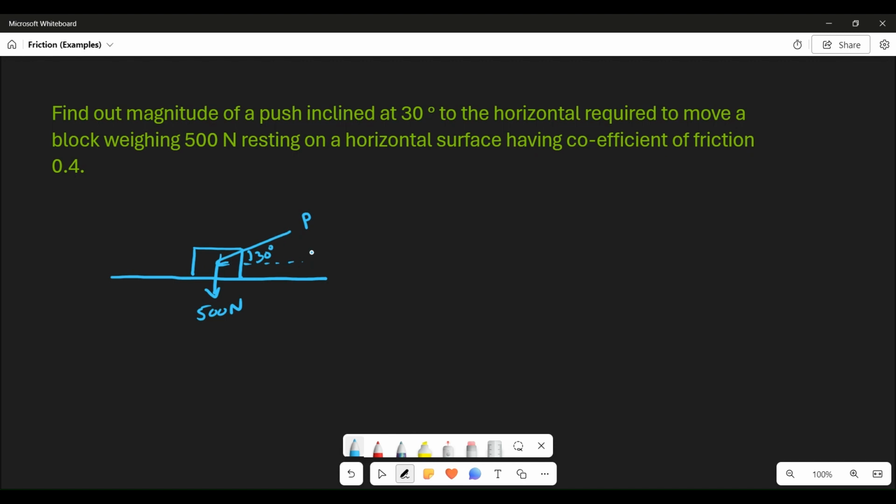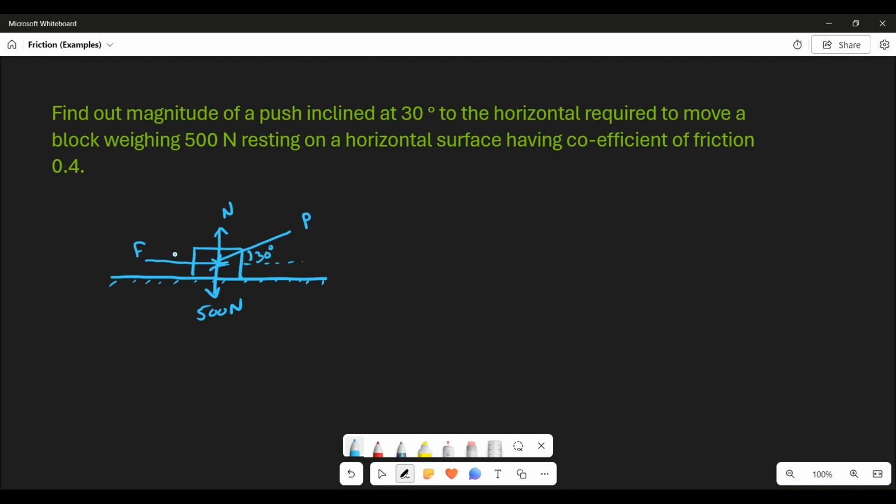Okay. Now, another reaction you will get for this 500 Newton weight is the normal reaction N. Reacting to the weight, you will get normal reaction from the surface. This is the surface, you will get N. Now, if you are pushing the block this way, the friction will act in the opposite direction. So friction F will act opposite to the motion, right? So these are your forces.